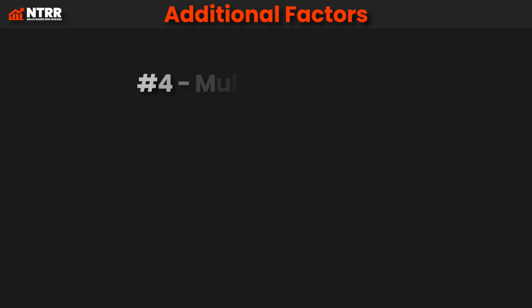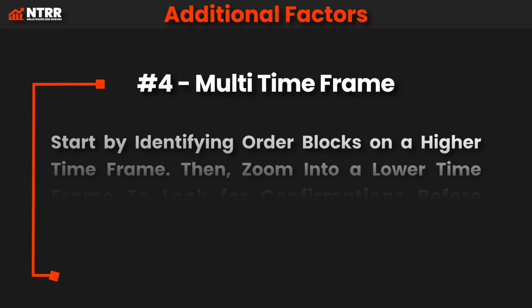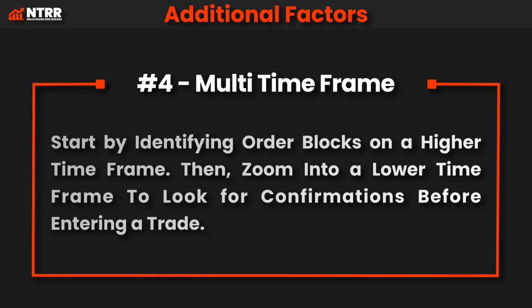Number 4. Multi-time frame confirmation. Using multiple time frames is an effective way to increase the reliability of an order block. For day trading, start by identifying order blocks on a higher time frame, such as the 1-hour chart or 15-minute chart. Then, zoom into a lower time frame, such as the 5-minute or 1-minute chart, to look for confirmations before entering a trade. Confirmation patterns like a change of character or break of structure in the lower time frame can provide the extra layer of validation you need to avoid unnecessary losses.